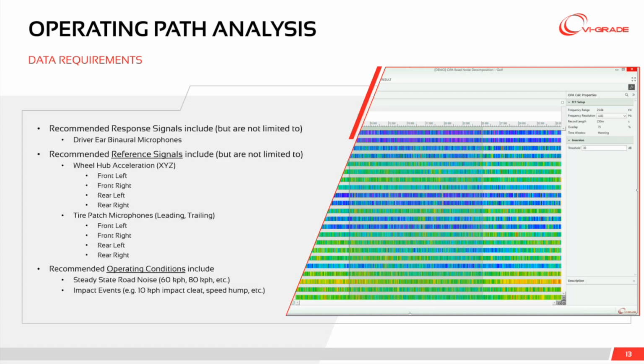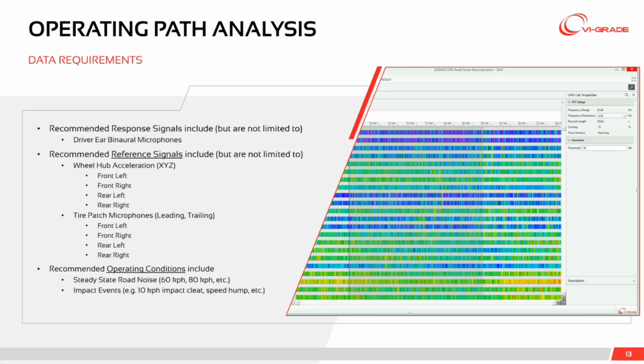Typically recommend both leading and trailing sides of the tires, again, at each of the four corners. And then our operating conditions are quite simple. It's usually part of the standard test plan for any validation run for late stage prototype or for benchmark testing, being able to take steady state road noise at various speeds. We can process multiple of those and generate an NVH simulator model from that.